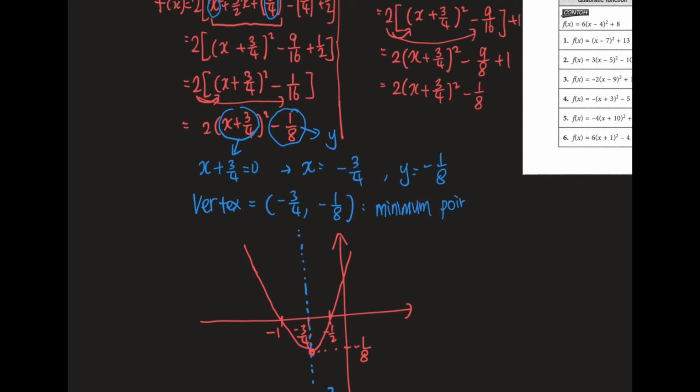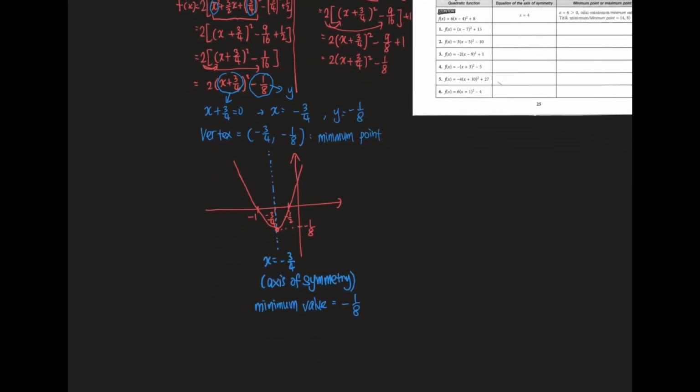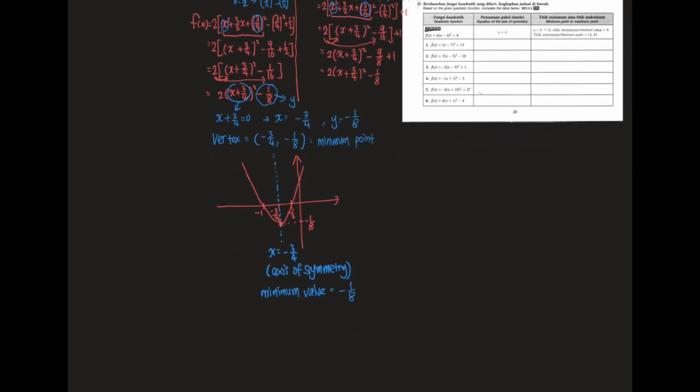So the thing is, after having vertex form, you can get 3 information. The first one is the maximum point or the minimum point. The second one, axis of symmetry. The third one, minimum value or maximum value. So 3 information can be obtained from the vertex form.